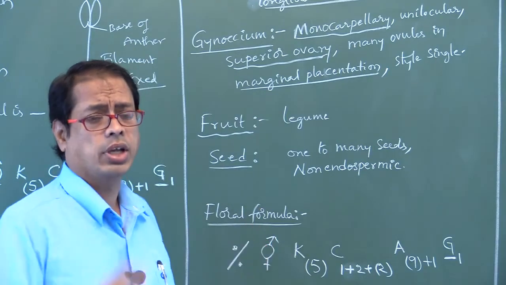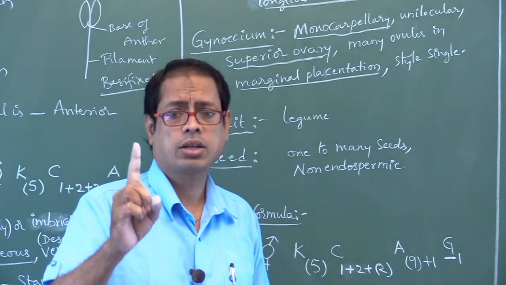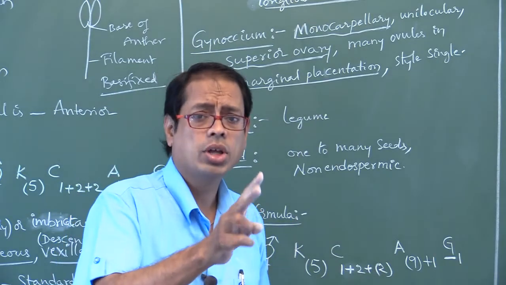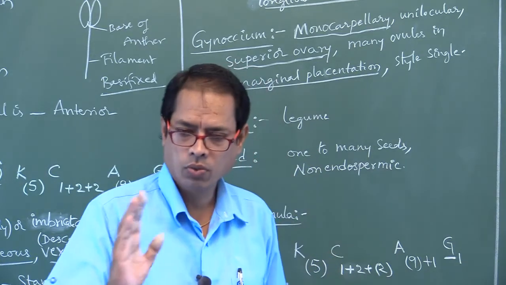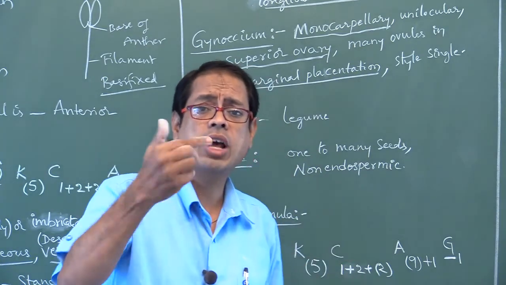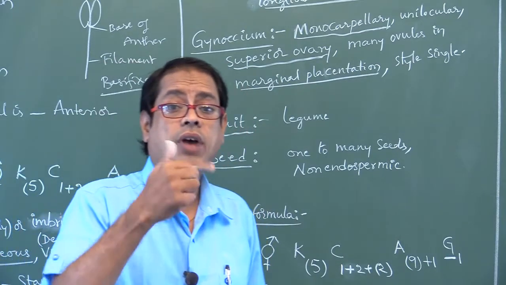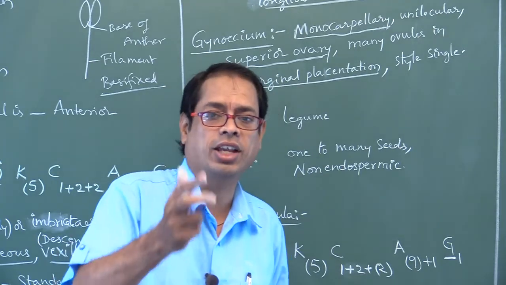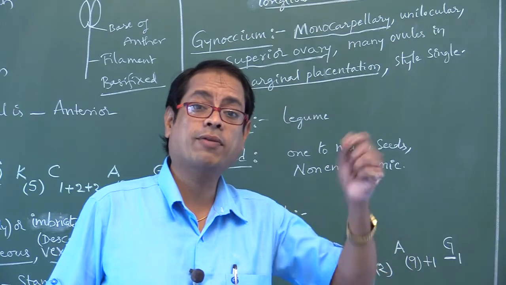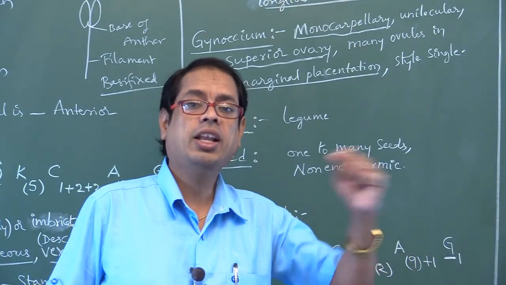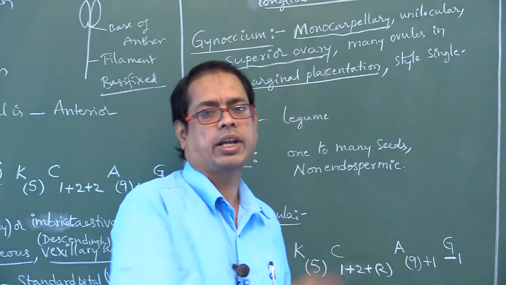Locules, 1. In all the 3 families, try to remember. Fabaceae, carpels, 1. Solanaceae, carpels, 2. Liliaceae, carpels, 3. 1, 2, 3. Locules, 1, 2, 3. Number of carpels and number of locules in Fabaceae, 1:1. In Solanaceae, 2:2. In Liliaceae, 3 and 3. Okay, 1, 2, 3, like that.